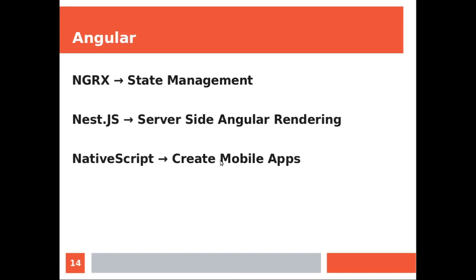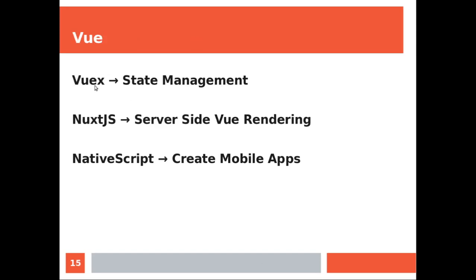Angular, state management, NgRx. Nest.js is a server-side version for Angular. NativeScript is another framework with which you can use JavaScript to create mobile apps. So you could use Angular to create mobile apps using NativeScript. Vue: Vuex is the state management library for Vue. Nuxt.js is their server-side framework, and with NativeScript, you can also use Vue to create mobile apps.